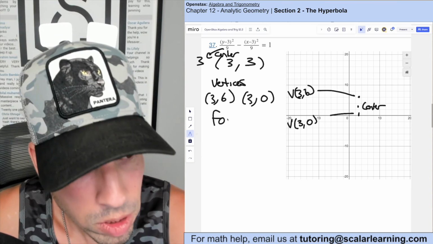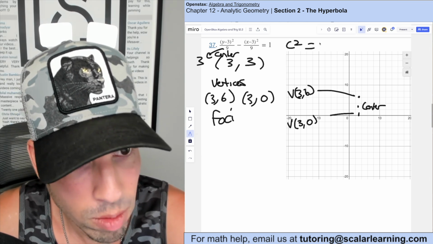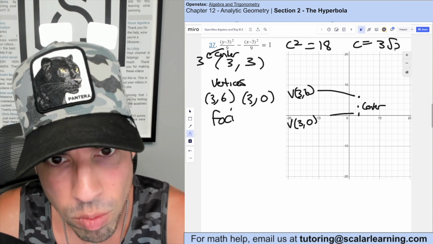And then we need our foci, so we have to get our c value. C squared is equal to that plus that, which is 18, meaning c is the square root of that, which simplifies to 3 rad 2.